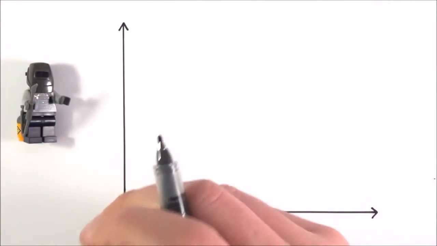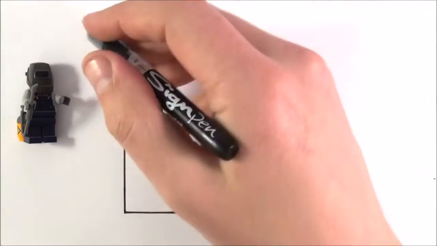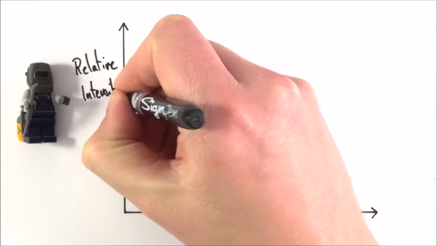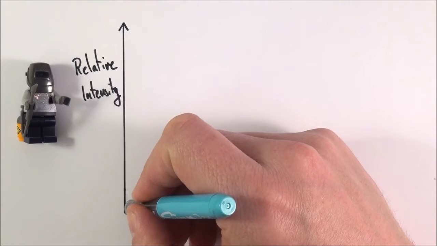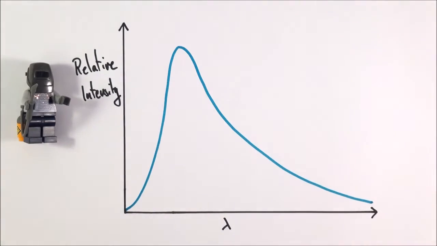And what we can do is draw a curve of the different intensities of light which is given off. So on the y-axis I'm going to have my relative intensity. And then on the x-axis I'm going to have the wavelength, going from short to long wavelength. And what we find is that if you have an object at a certain temperature, we get a curve that looks a bit like this.